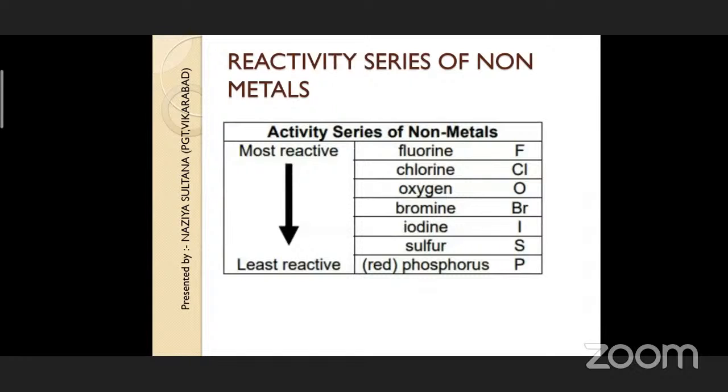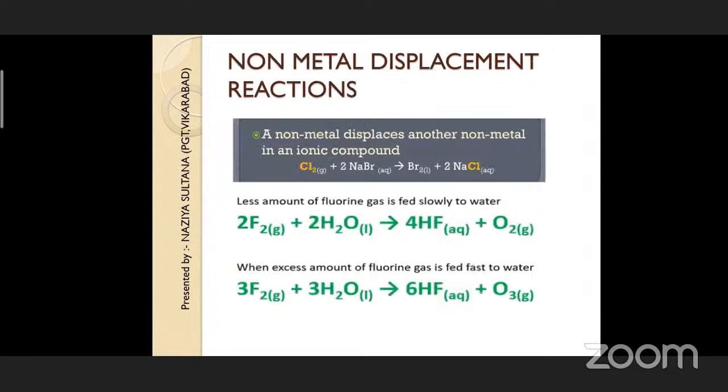Yeah. And we have seen the displacement reactions, right? Displacement reactions of metals as well as displacement reactions by non-metals. Okay. So this is the reactivity series of non-metals. Among the non-metals, fluorine is highly reactive. That means fluorine can displace all these elements, chlorine, oxygen, bromine, all these it can displace. Okay, this we have seen.